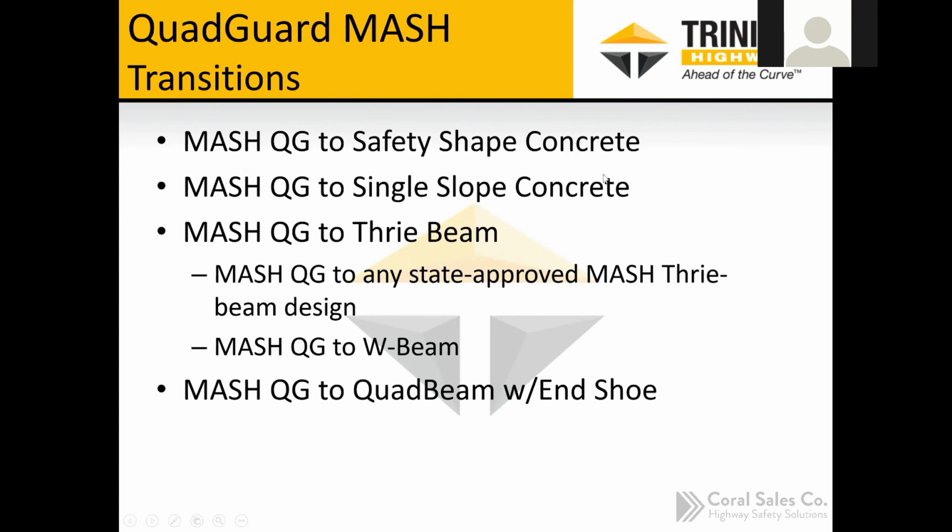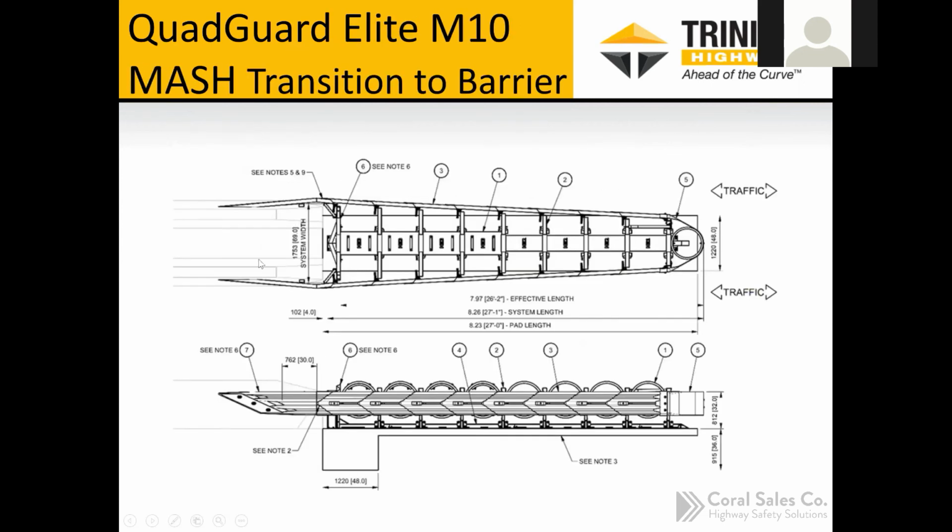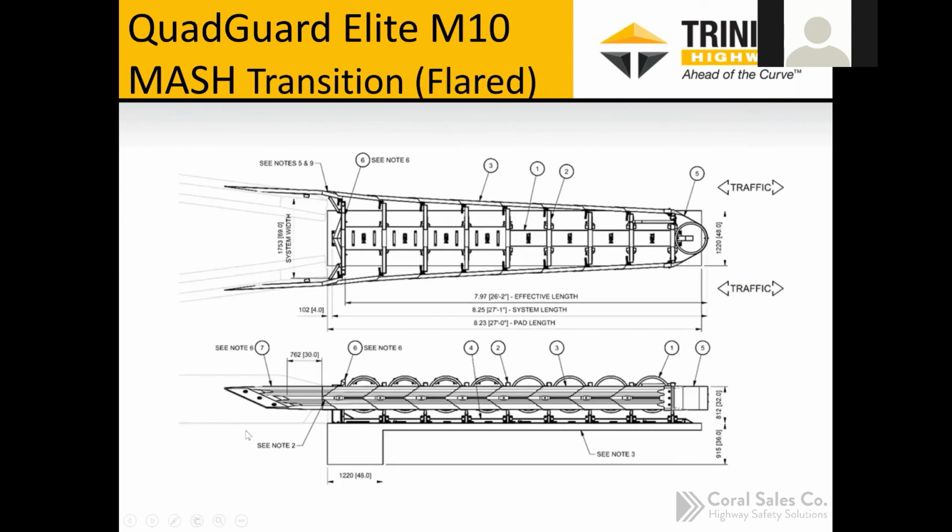Again, we're going to be in the same category, and that's what's nice about the QuadGuard Elite and the QuadGuard family. Original QuadGuards can typically utilize the same transitions. So we have those same safety shape type barrier transitions. We can allow for different configurations of that barrier as well. We have a straight back barrier here in this case, and in this case, we're showing a flared barrier. So we've done testing to demonstrate both of these designs are acceptable.